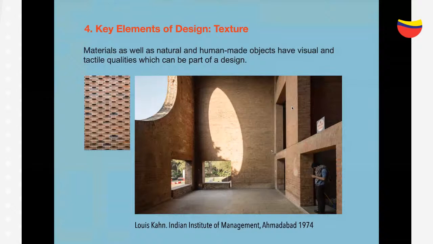Now, the fourth key element of design: texture. Materials, as well as natural and human-made objects, have visual and tactile qualities which can be part of a design. Right. So you can use this element. For instance, brick is being used there. The most important building in that sense is probably the Indian Institute of Management in Ahmedabad, designed by Louis Kahn, a famous building. You see the texture and the light, and also you see the shade and everything here. Right. It's a beautiful building.